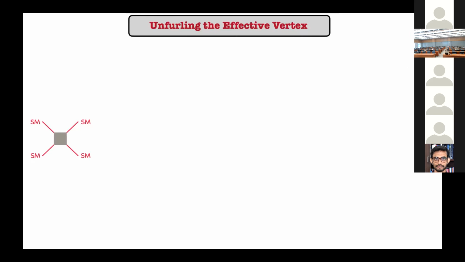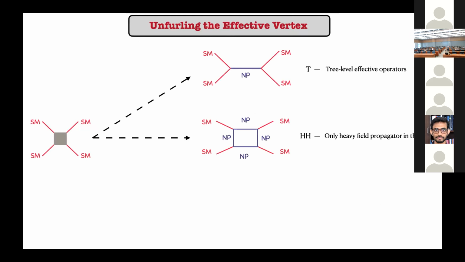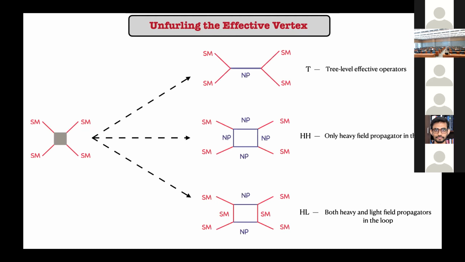Before going to that, let me tell you what kind of operators we will be talking about. There will be some operators generated at tree level, which we define by tree, where the heavy fields appear as a tree-level propagator. Then you can have new physics theories coming in the loop. Now, in the loop, if all the propagators are heavy fields, we call that the heavy loop, or HH. And then on top of that, you can have a loop with standard particles as well as heavy particles, which we call the heavy-light mixing. So this is the way of unfolding the effective operators diagrammatically.